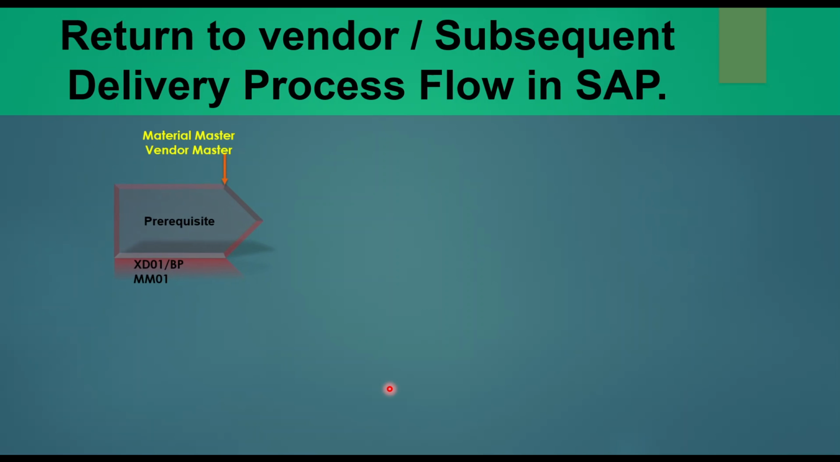So let's see in the system how exactly it works. As usual, we'll understand with a process flow diagram how it works, and I will show you the same in the system as well. The prerequisite for this delivery is that we should have one material master and vendor master. In this return delivery or subsequent delivery, there is no configuration required, so it's all relevant to the movement types. I have already maintained one material master and vendor master for this scenario. Then next I will create one purchase order in the system with ME21N.